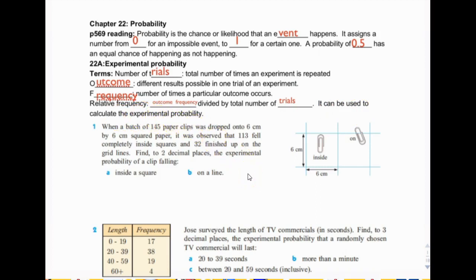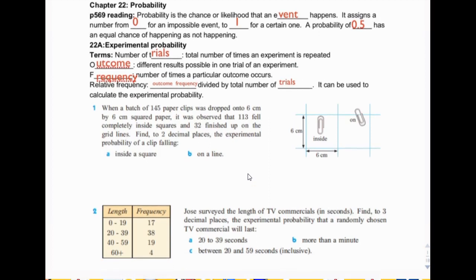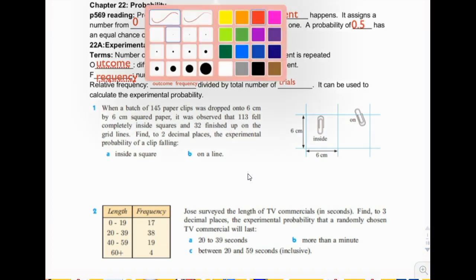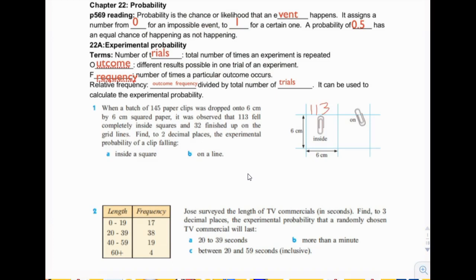Okay, let's go to problem 1. When a batch of 145 paper clips was dropped onto a 6 centimeter by 6 centimeter squared paper, it was observed that 113 fell completely inside the lines and 32 finished up on the grid lines. So 113 fell like this inside, and then 32 ended up on the line like that one. Find to 2 decimal places the experimental probability of a clip falling inside a square.